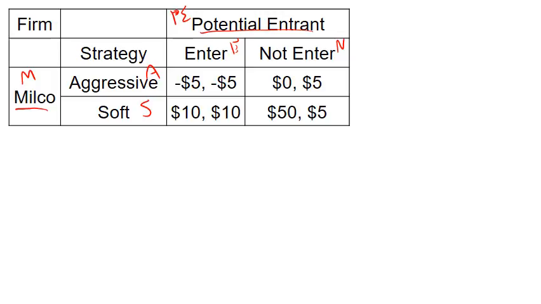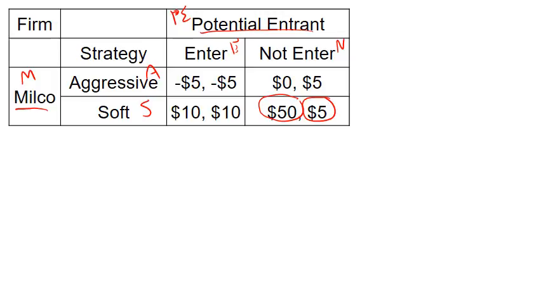And we have the payoffs. For example, if the entrant does not enter, then Milko goes soft, Milko gets $50 and the potential entrant gets $5. So the combination of strategy choices determines the payoff to both players. Again, the first number in the cell goes to the row player, Milko, and the second number in the cell goes to the column player, potential entrant.